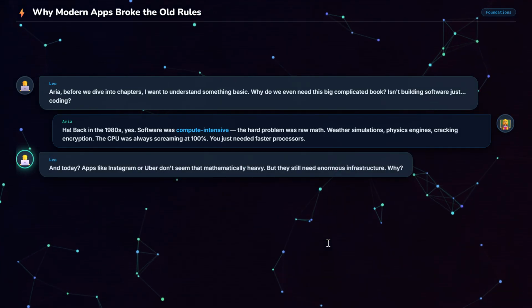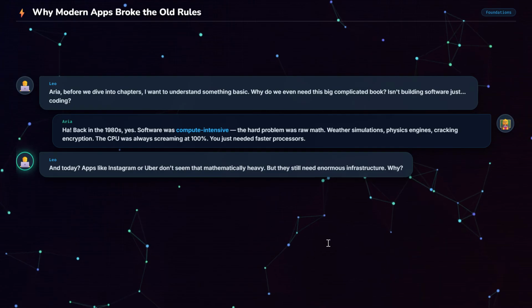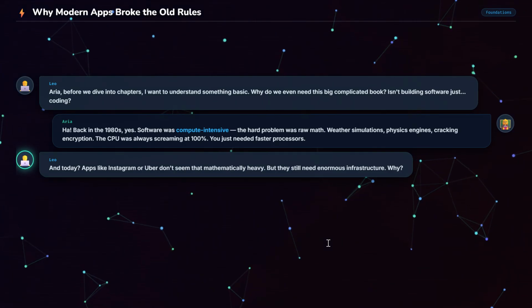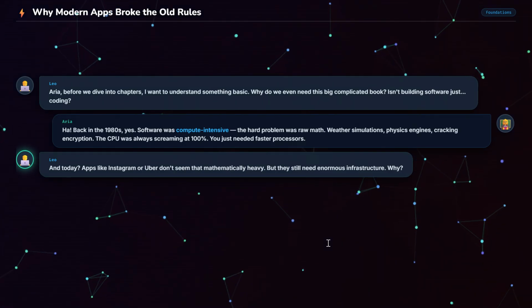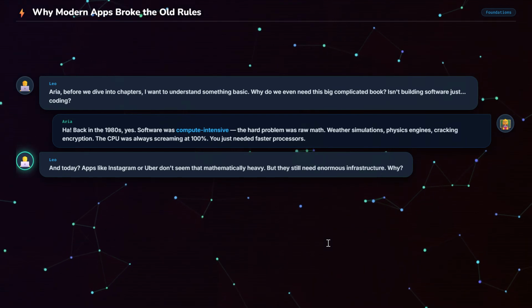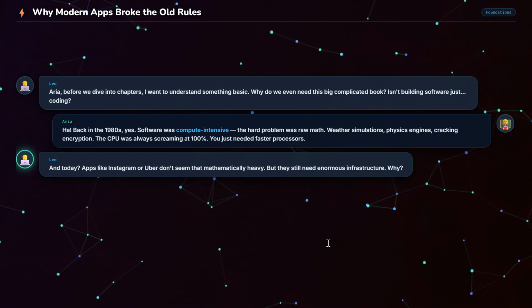And today, apps like Instagram or Uber do not seem mathematically heavy at all. But they still need hundreds of servers and an enormous amount of engineering. So what is the actual challenge now?